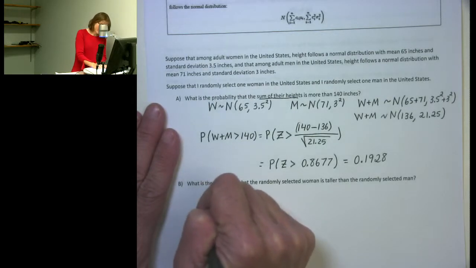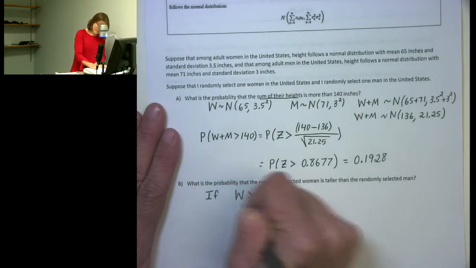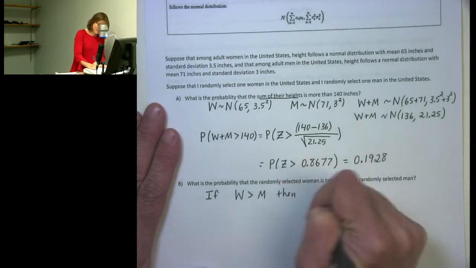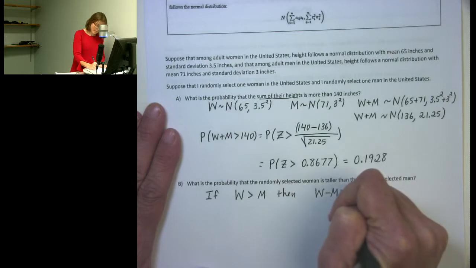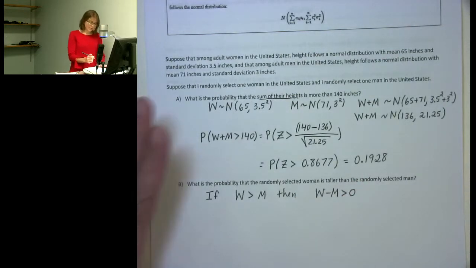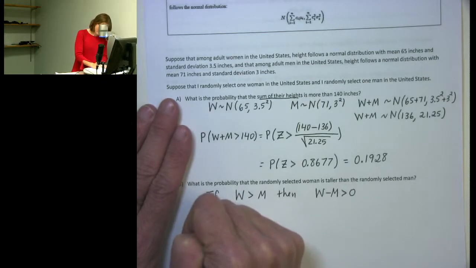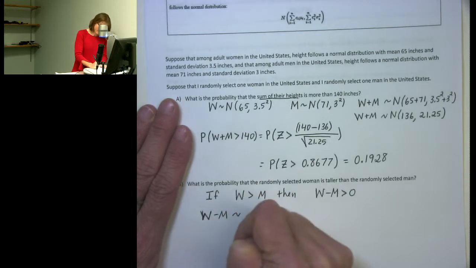The reason that this can be solved with this problem is because if the woman's height is greater than the men's height, then the difference between their heights, the woman's height minus the man's height, has to be greater than 0. And so I can think about the distribution of the difference in the heights.